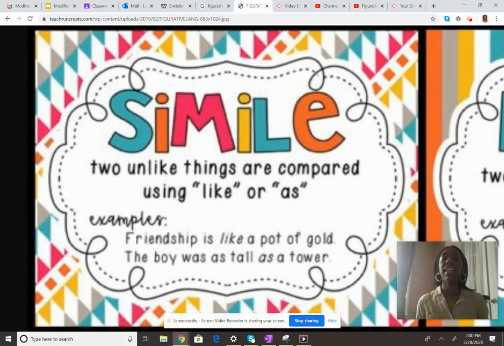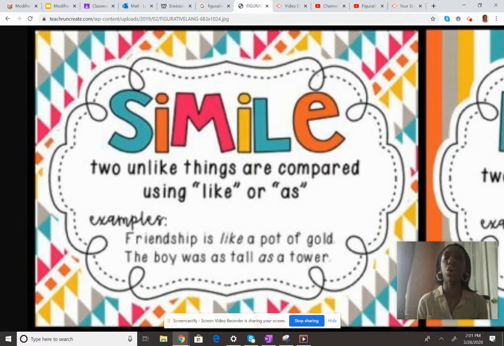Similes are when two unlike things are compared using like or as. So when you hear a phrase, you're going to automatically know that's a simile because it has like or as, and there's two things being compared. Okay, remember there's two things being compared, and they're using like or as in the sentence.